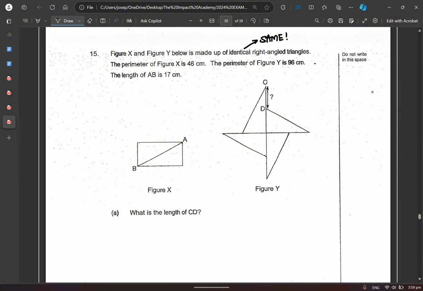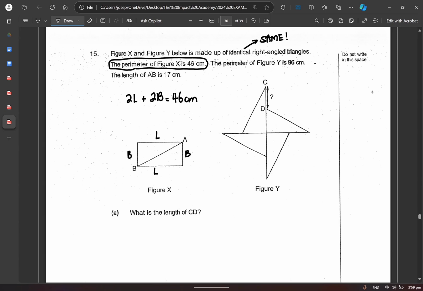Okay, the first thing I want to do is to see that the perimeter of figure X is 46. What is figure X? Figure X is made up of length, breadth, breadth. Am I making sense? So this means because by default, we know that in a rectangle, it has to be length and length. Agree so far? So 2 length plus 2 breadth is actually equals to 46 centimeters. I say that again, 2 length plus 2 breadth is equals to 46 centimeters.